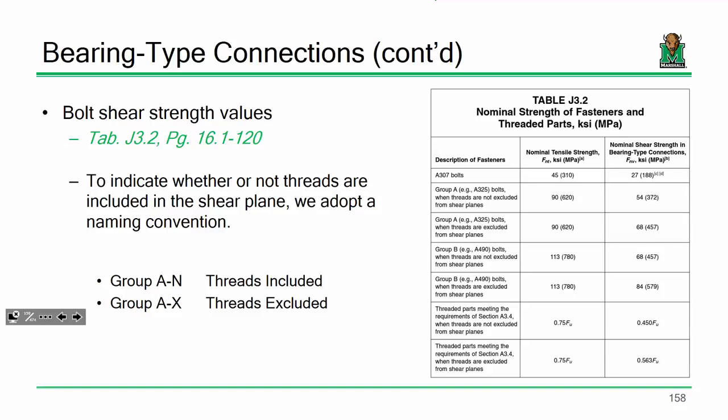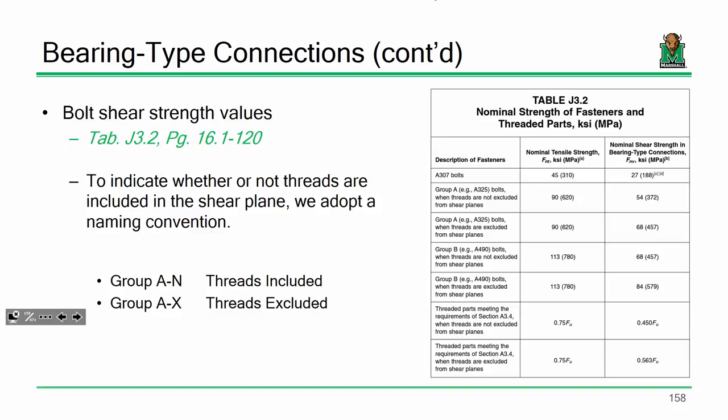So this is how the manual accounts for that. It just reports a different shear stress value. So if the threads are included, we have a weaker bolt and then ultimately a smaller FNV. All right? Does that make sense? So it's a pretty easy way to realize that.